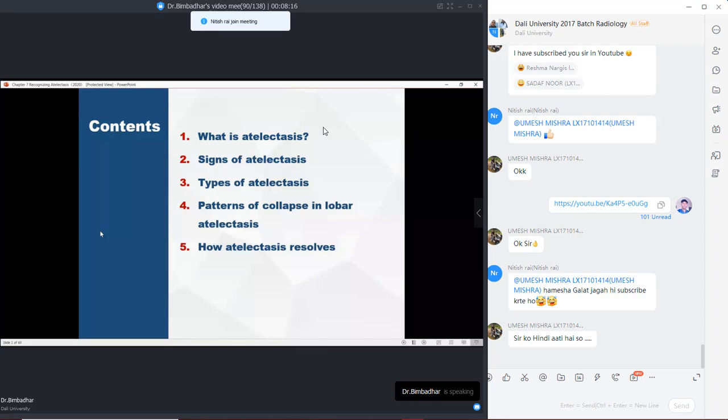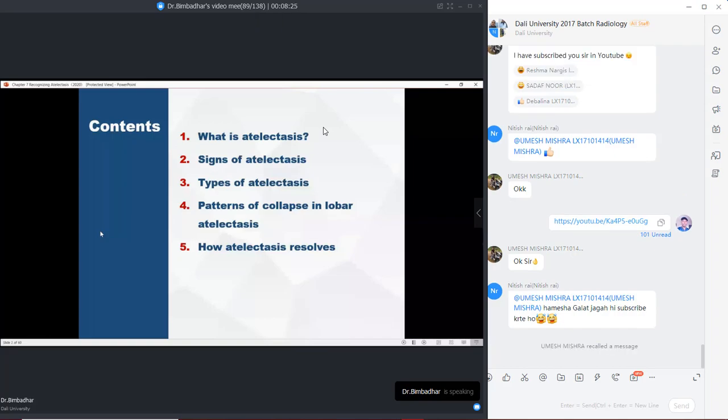I have always been saying that radiology is not only the investigation of choice to find the diagnosis of the disease, but also to evaluate the progression of the disease and how the treatment protocol is working. So before and after treatment, for all atelectasis cases, radiology is the key, and it is the investigation of choice that is frequently used. So let's get into the topic.